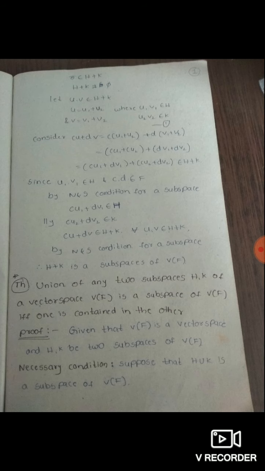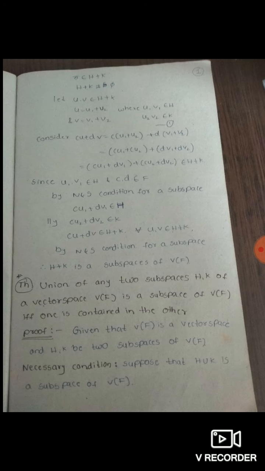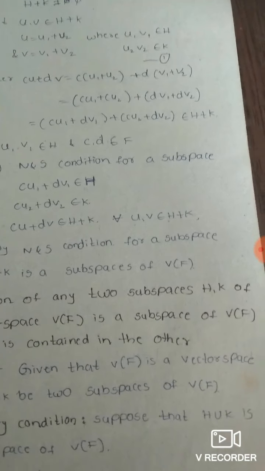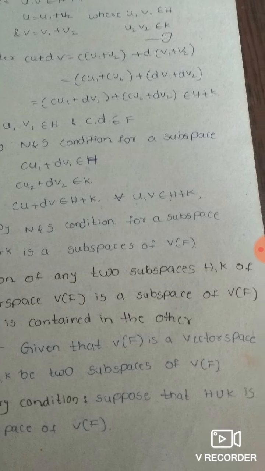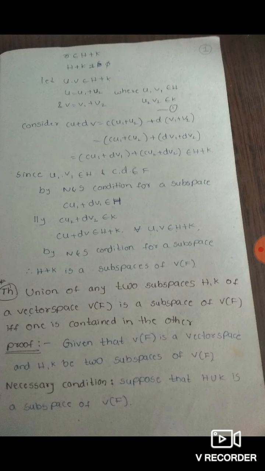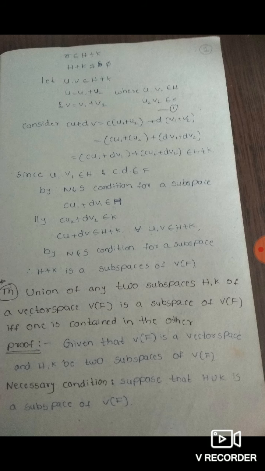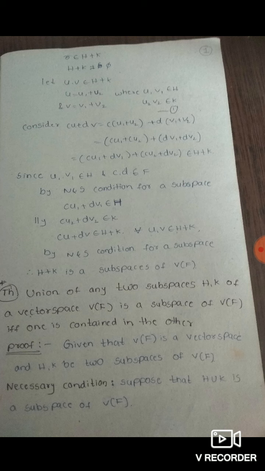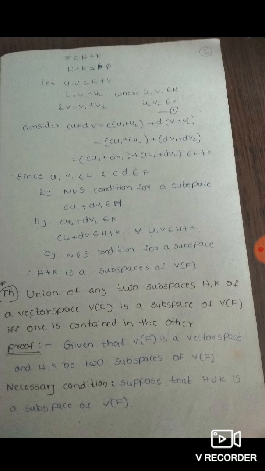Okay. First, given that v of f is a vector space and h comma k are two subspaces of v of f. If and only if means necessary and sufficient condition, so both properties must be proved. First the necessary condition: suppose that h union k is a subspace of v of f.